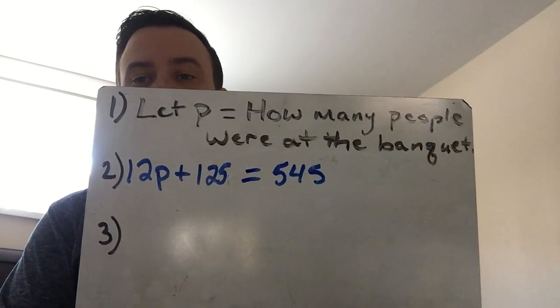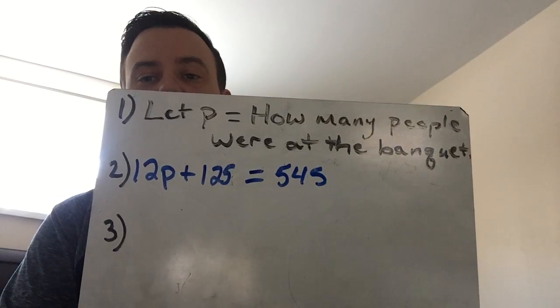Equals the total bill, which is $545. Okay, and we have our equation. 12p plus 125 equals 545. Rewrite the equation and solve.